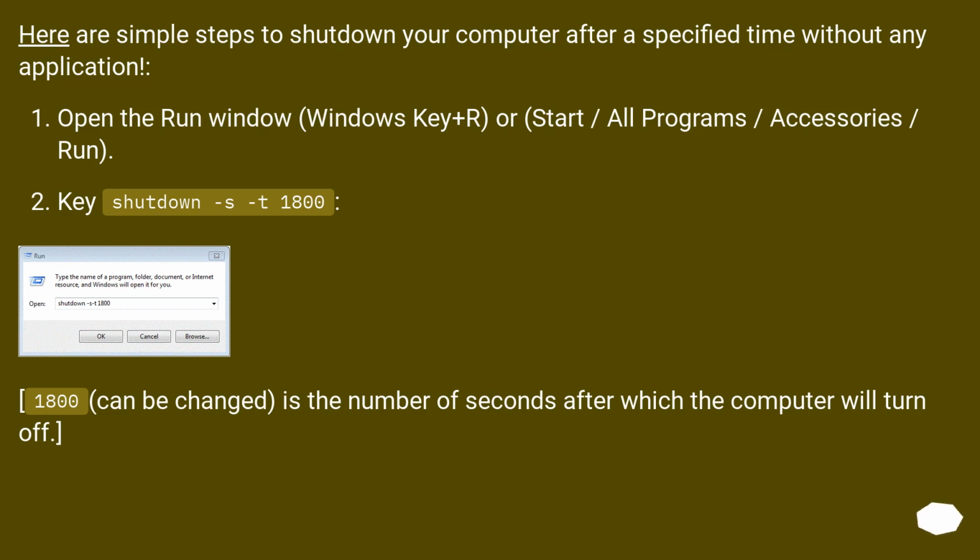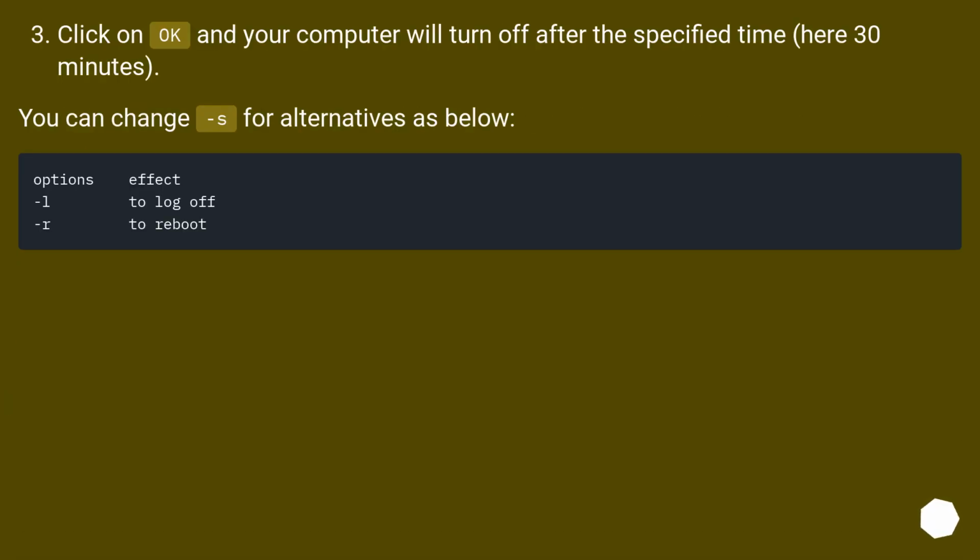1800 can be changed. It is the number of seconds after which the computer will turn off. Click on OK and your computer will turn off after the specified time, here 30 minutes. You can change the s switch for alternatives as below.